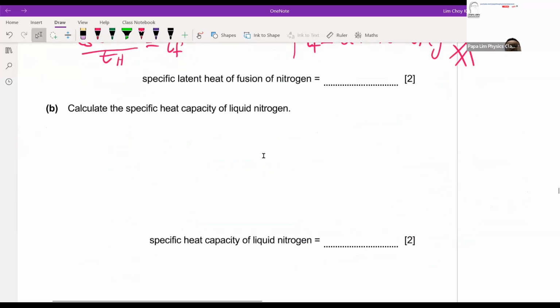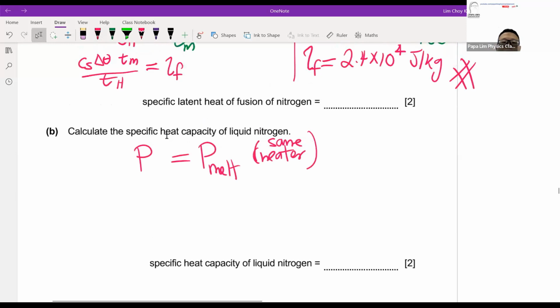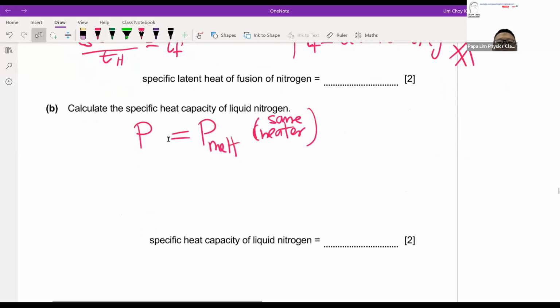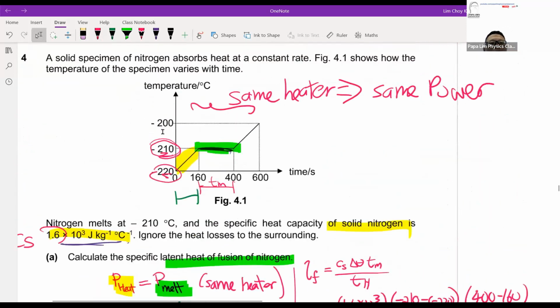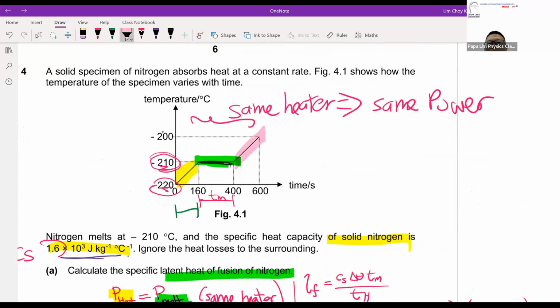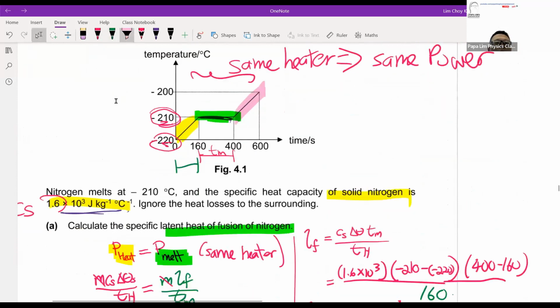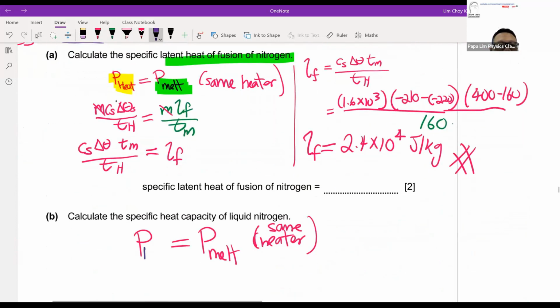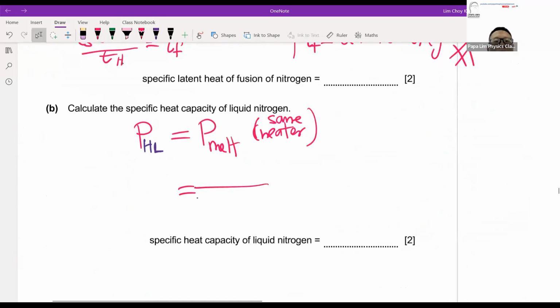The approach will be the same. We will be using the heat capacity, whereby we look at the power, because it is the same heater. Now, same thing for melting. Whatever power I use to melt will be the same as the power I use to heat up the liquid nitrogen, which is at the third phase here. So this is the power needed to heat the liquid nitrogen.